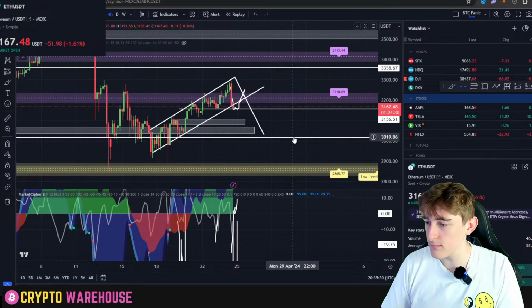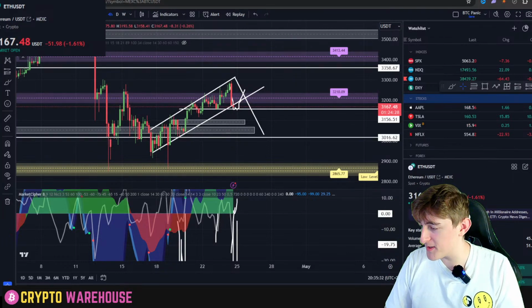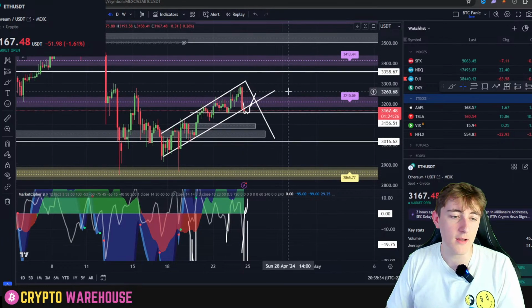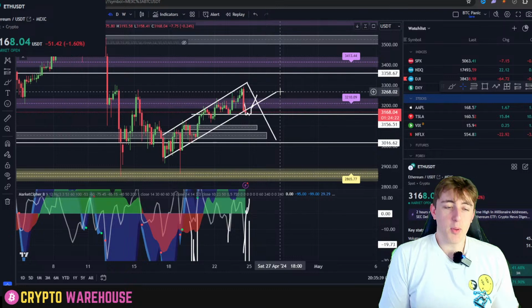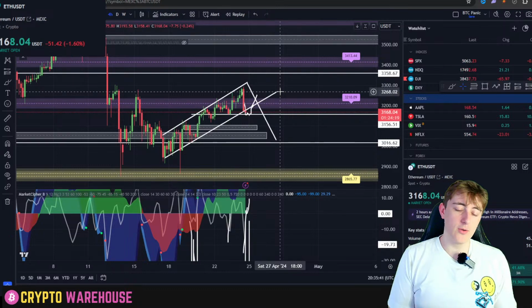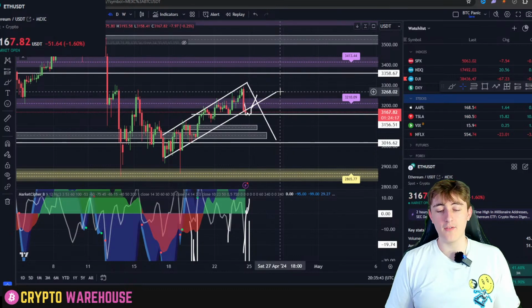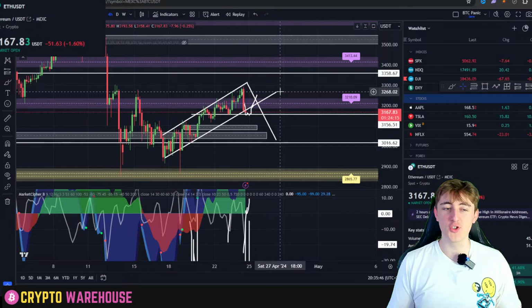Let me check the chat as well. Would it be smart to short for a quick scalp? Well, I mean, you could. I mean, scalping would be... We're not really going in a big positive trend, upwards or downwards. It's kind of a tough situation.